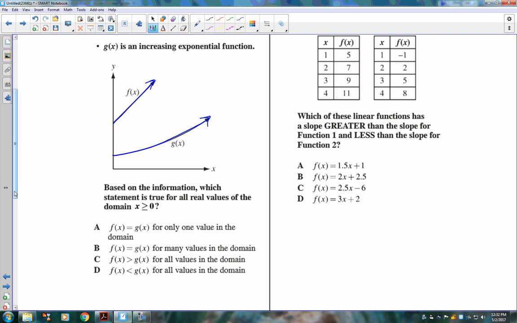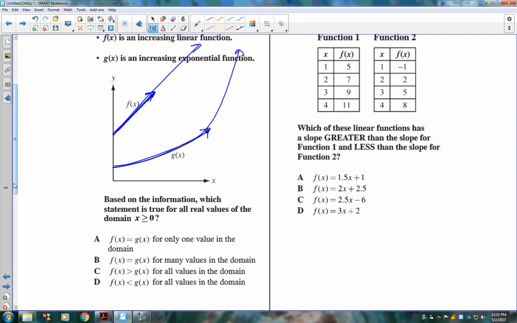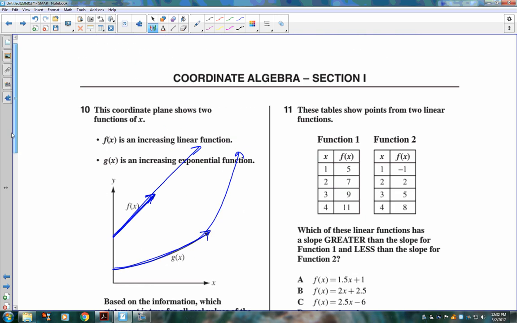C says f of x is greater than g of x always. F of x is greater than g of x here, but remember this keeps going. And an exponential increases more rapidly, so eventually g of x is going to be greater than f of x. It's just not greater than what they're showing. The only one that would be true is A. If those two cross, they're only going to cross one time. All right, that was number 10.